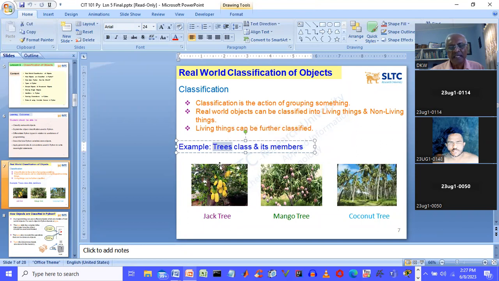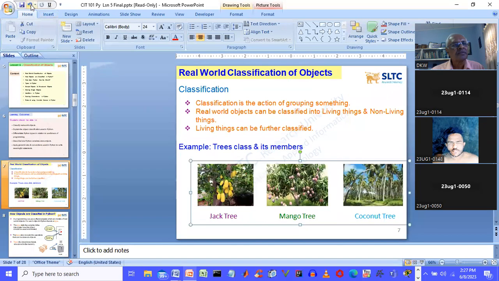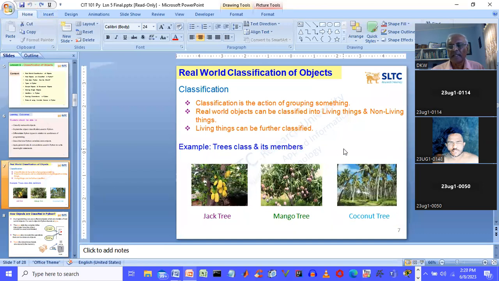Now take this jack tree. The jackfruit is common to jack trees, one category. Mango tree: you will never find mangoes on a jack tree, or vice versa. You will never find jackfruit on a mango tree. Likewise, coconut tree. They are different, but commonly they are fruits, belonging to fruits, and here they are trees. So first we have to understand that.